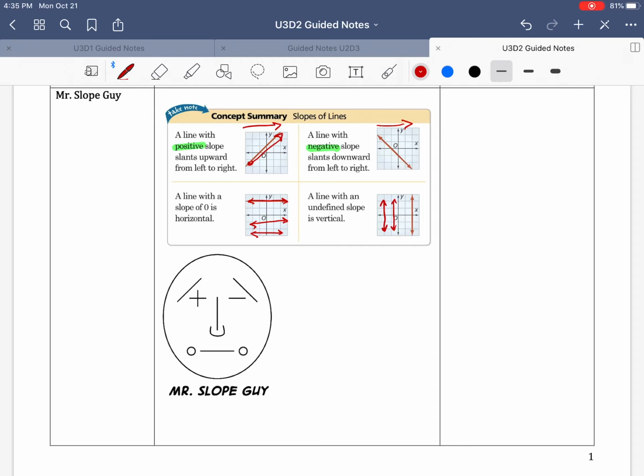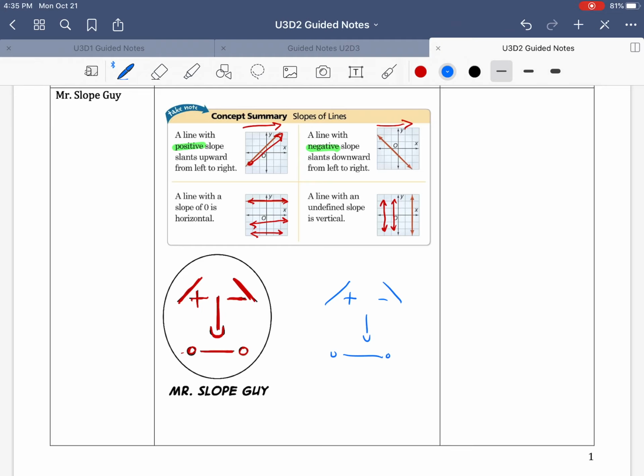Now, one way that I remember all of these different positive and negative slopes is by doing Mr. Slope Guy. So I have a positive slope. It looks like this. And I have a negative slope. It goes downwards from left to right. When it goes straight up and down, then the nose ring means that it's undefined. And then when I go straight horizontal, left to right, his dimples are zeros, right? So that means positive slope, negative slope, undefined, 0.